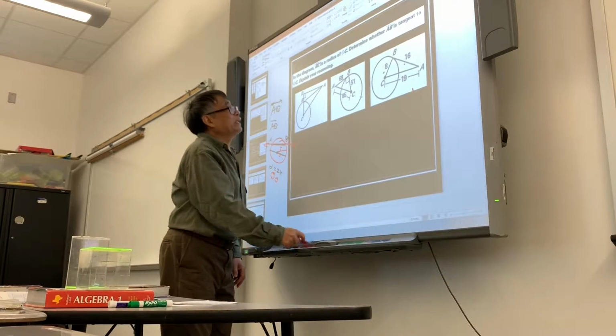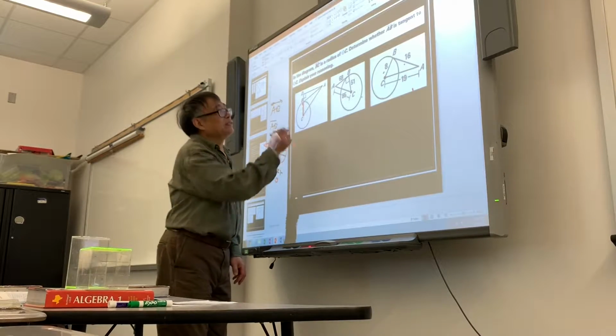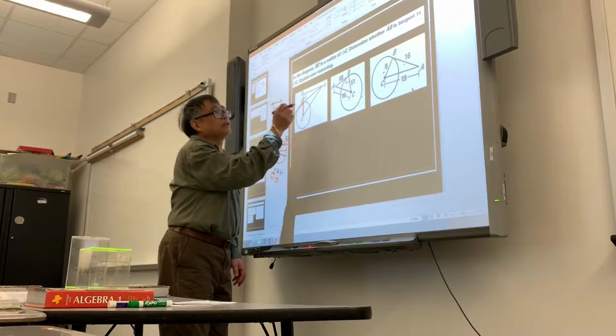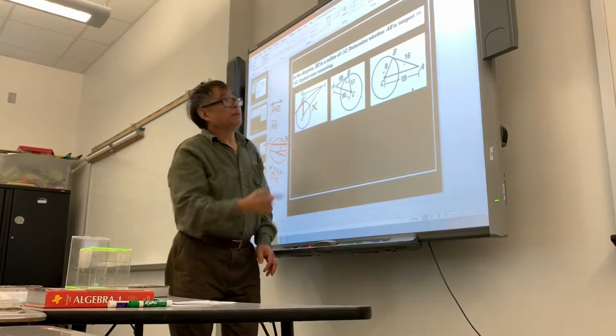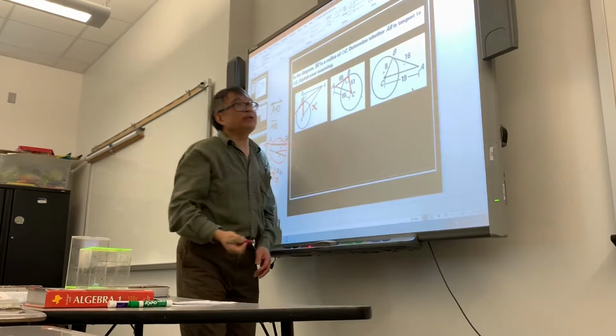No. It's not perpendicular, because BC is not perpendicular to the radius. This one goes this way. Do you understand, please? Yes. So this one is not. Second one, yes or no? Yes, because AB is tangent to one of the radius.